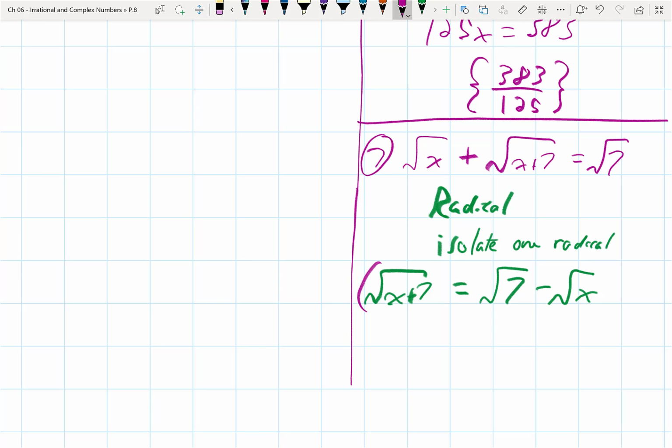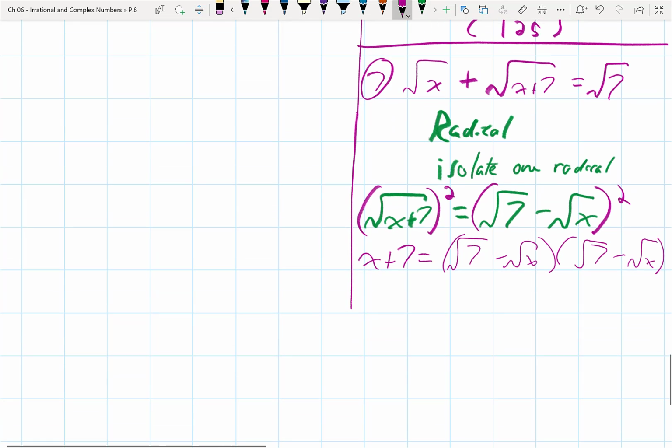Because now we're going to square the left side and the right side. And when I square the left side, the radical drops and I get x plus 7. But I'm going to have to FOIL the right side, and when I FOIL the right side, I at least have some simpler radicals to deal with. That's why I got the root x plus 7 by itself. I need to do root 7 minus root x times root 7 minus root x. You cannot just distribute the square across addition and subtraction.